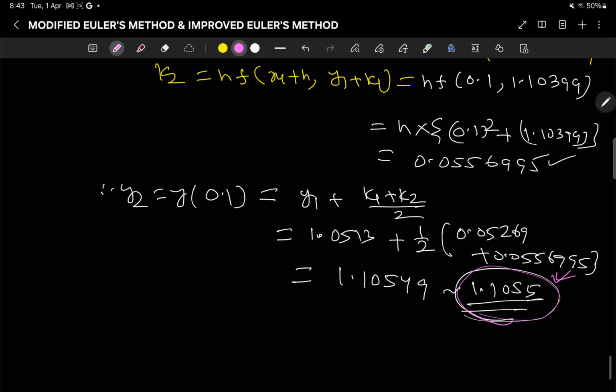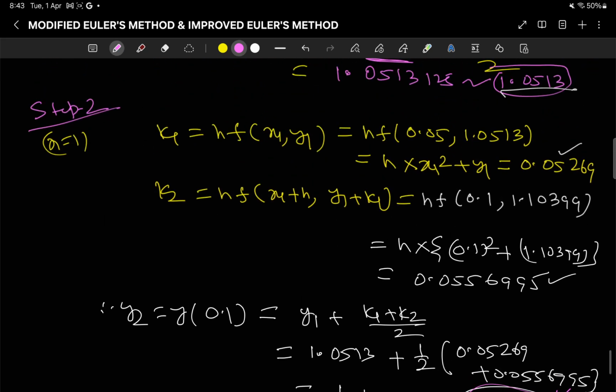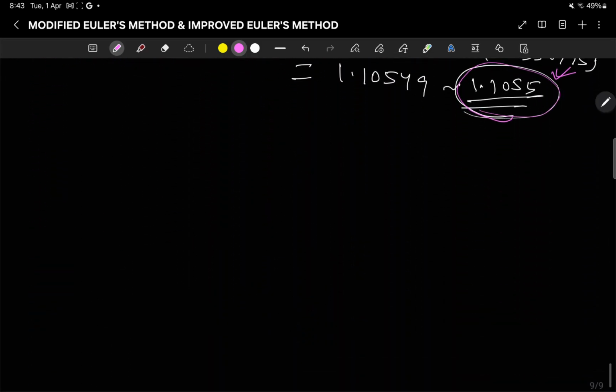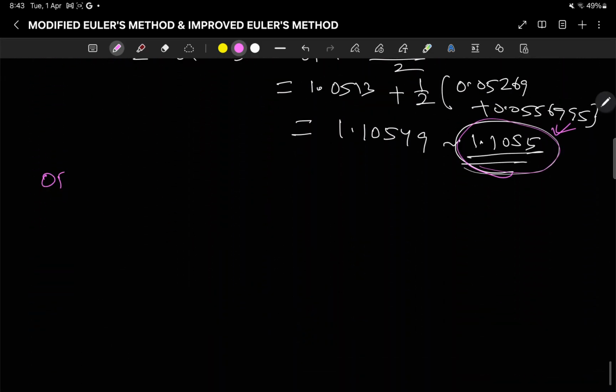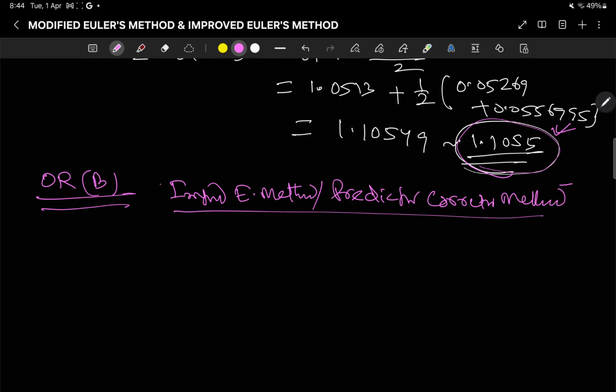So here both the methods, modified Euler's method and improved Euler method, in this case are getting almost the same answer up to 4 decimal places. Now this B, the improved Euler method, if you think of it in the sense of a predictor and corrector method, means it is your predictor-corrector method. Then we have the following aspects.